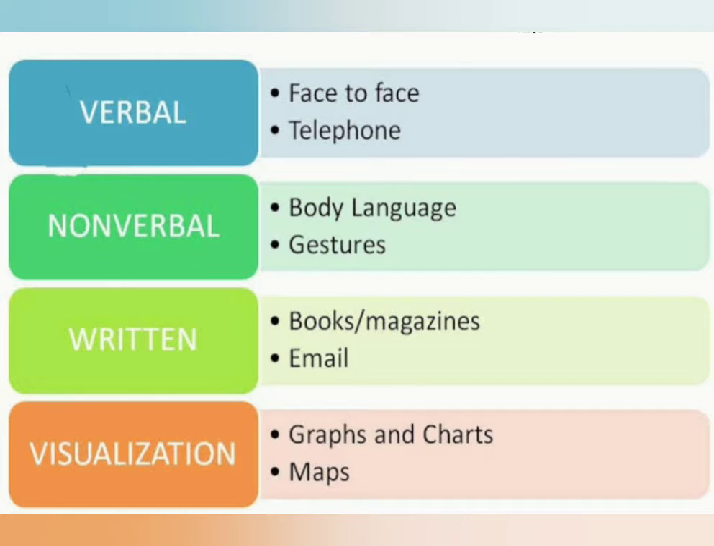Whereas non-verbal communication uses body language and gestures. It includes handshaking, waving, etc. Written communication: sometimes we get information through books, magazines, and also through email. Those kinds of communications are written communication. Fourth one, visualization. While presenting some information, people can use graphs, charts, and also maps to present their idea in an attractive way. Those kinds of communications are visual communication or visualization.